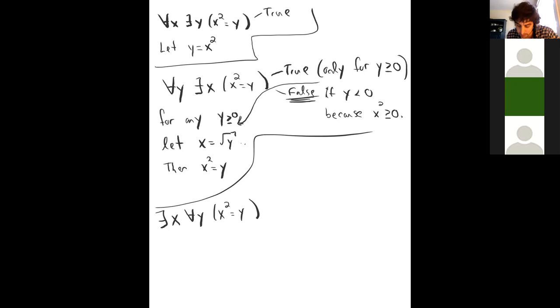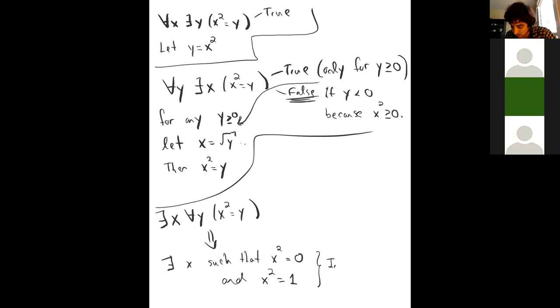Yeah. But can you give a concrete example? Let y equal 8, and then let x equal 2. That's false then. Yeah, you got it. This says that there exists an x such that x squared equals 0, and x squared equals 1. That's impossible. Does that make sense?